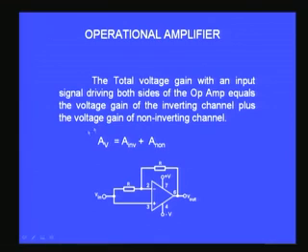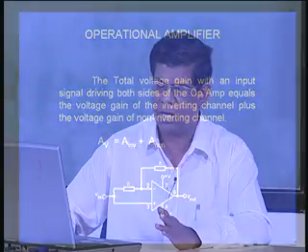So I have shown here, for example, the total voltage gain AV of that circuit. By superposition, it will be the gain of the amplifier when it is only an inverting amplifier, that means the non-inverting input is grounded, plus the gain of the amplifier when it is acting only as a non-inverting amplifier with the inverting input connected to ground. So AV, the total voltage gain, is equal to A inverting plus A non-inverting. That is what I was just mentioning to you, using the superposition theorem.